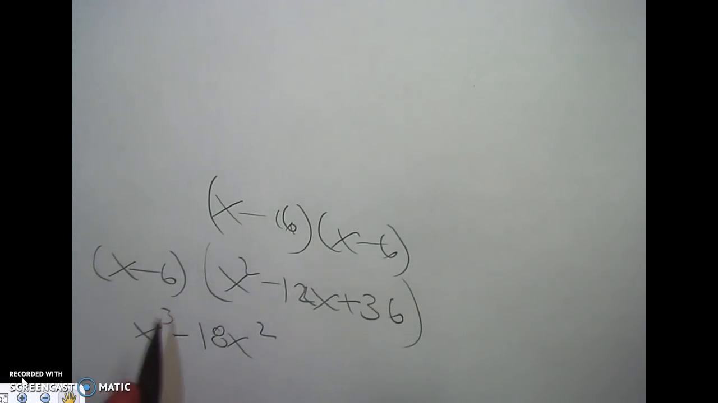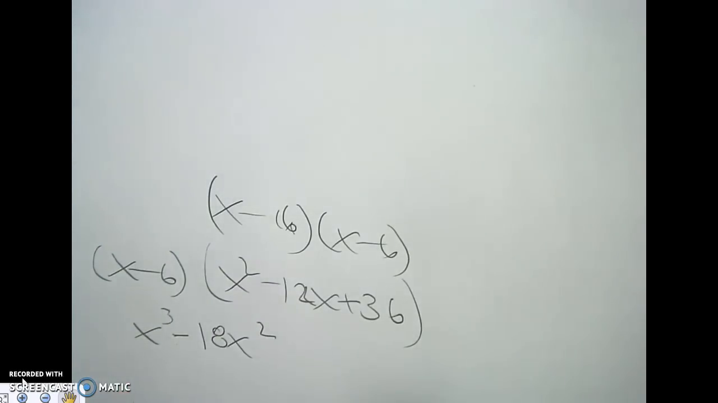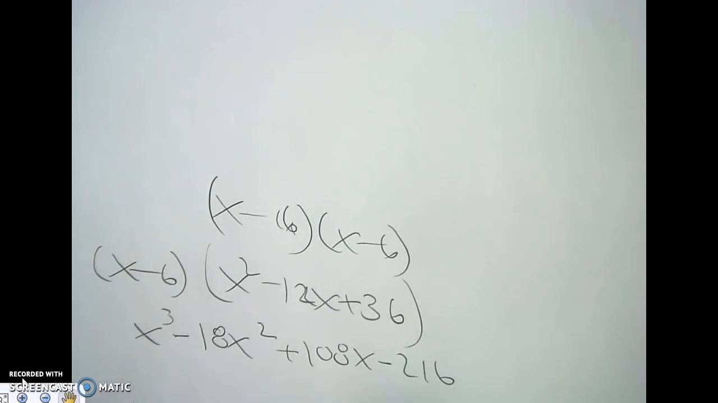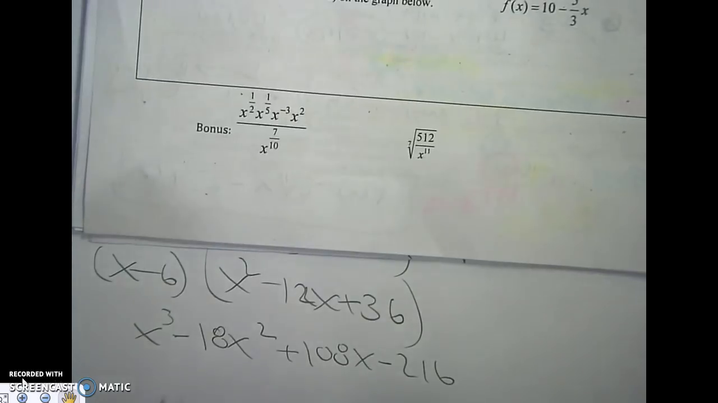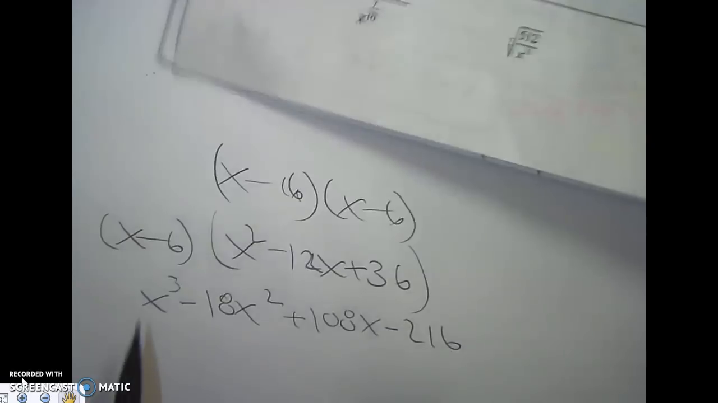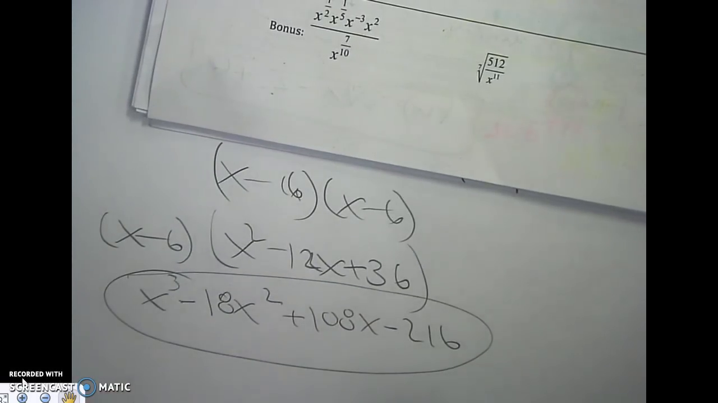Let's see. Let me finish this up. I'm trying to do it in my head. Plus 108x, and then minus 216. Okay? So I get that. Let me figure out what I did with my paper. Okay? And that's what's on top. So let me see if I can. So I just did this, gave me that. So I'm going to move this work, and I'm going to go down here.